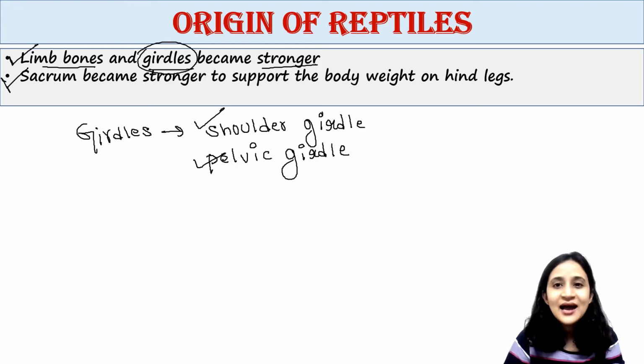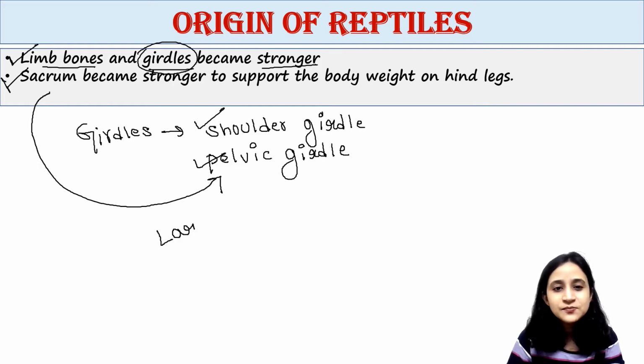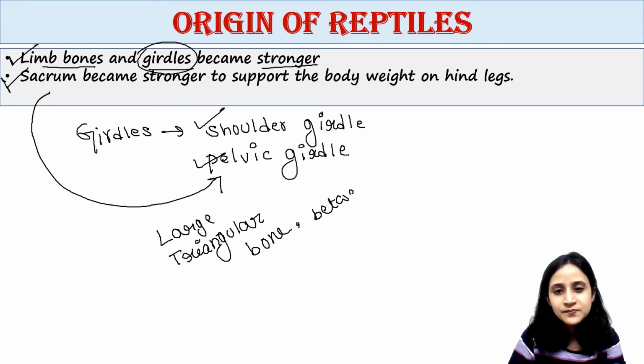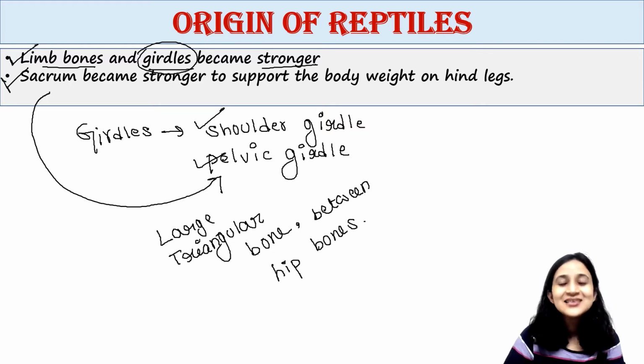And then the sacrum became stronger to support the body weight on the hind legs. Where is the sacrum present? It is present in the pelvic girdle. It is a large triangular bone that is present between the hip bones. That is the sacrum, and it became stronger to support the body weight on hind legs. That is one more transformation.